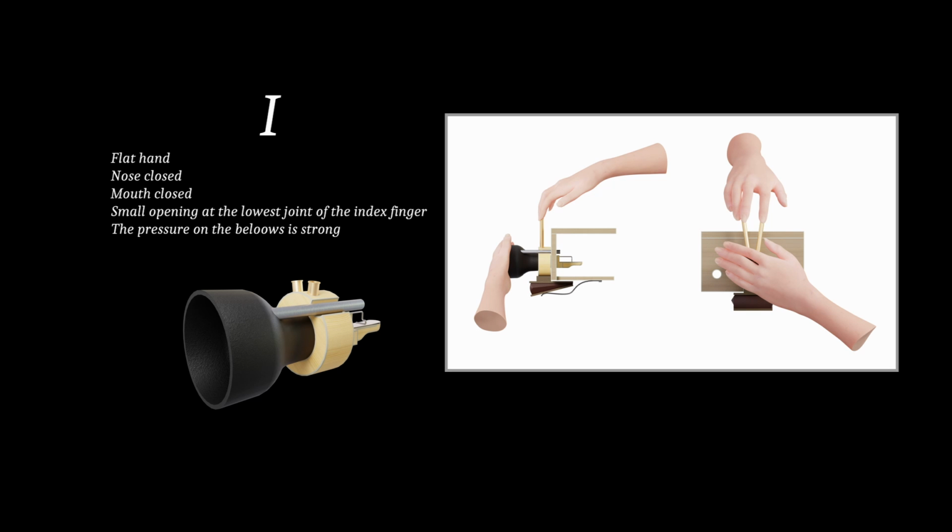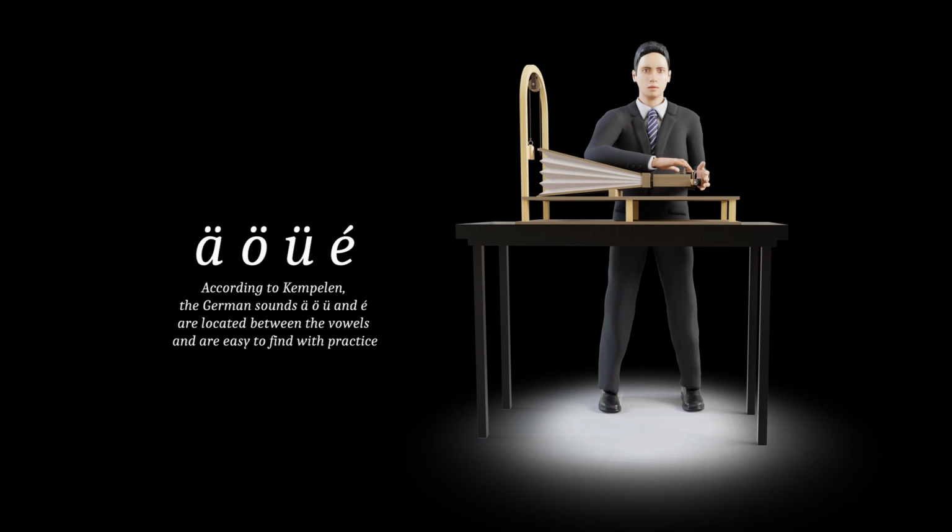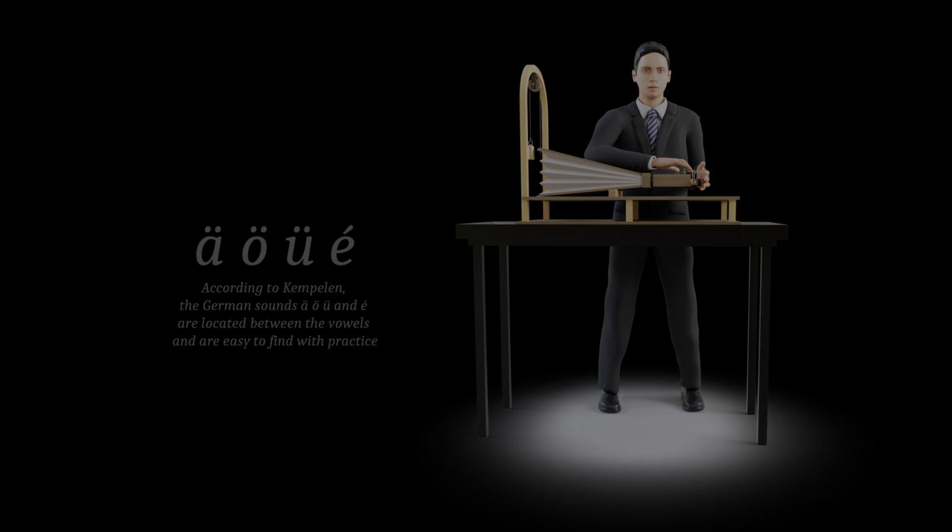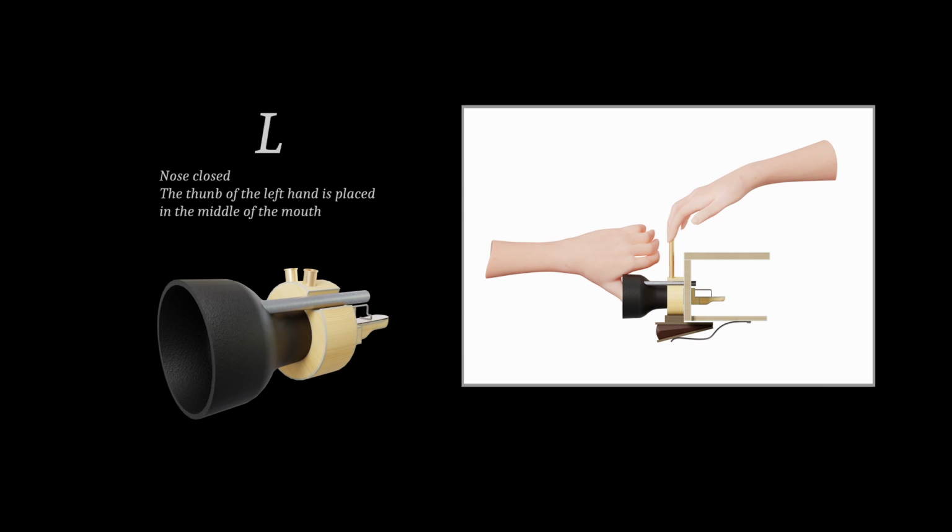I, flat hand, nose closed, mouth closed. Small opening at the lowest joint of the index finger. The pressure on the bellows is strong. According to Kempelen, these German sounds are located between the vowels and are easy to find with practice. L, nose closed. The thumb of the left hand is placed in the middle of the mouth.